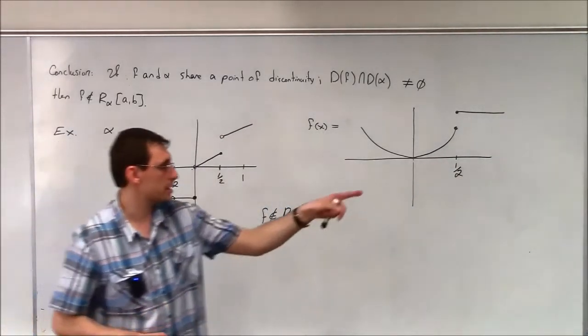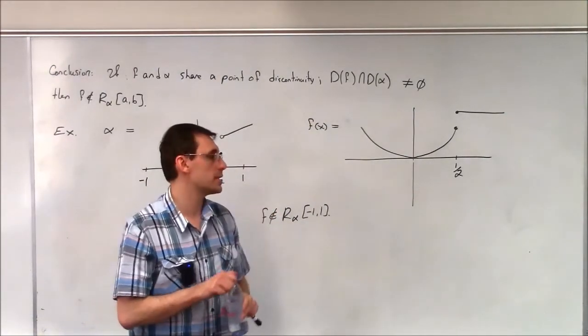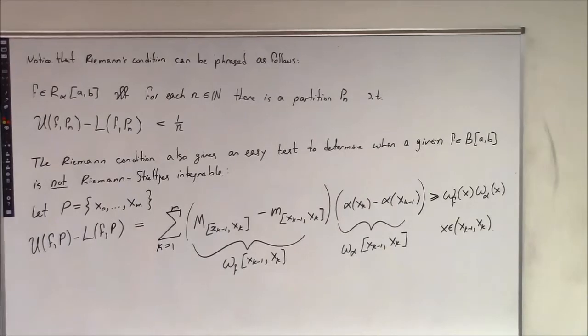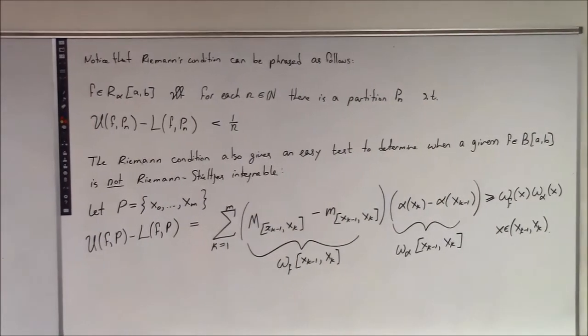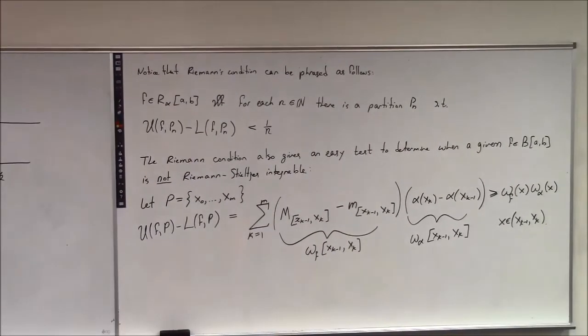You can remedy this thing, in other words. What you're thinking is, you might have left continuous, right continuous, and they cancel each other out in a way. So if you have a combination where alpha is left continuous but not right continuous, and f is vice versa, then they can cancel each other out, the oscillation.